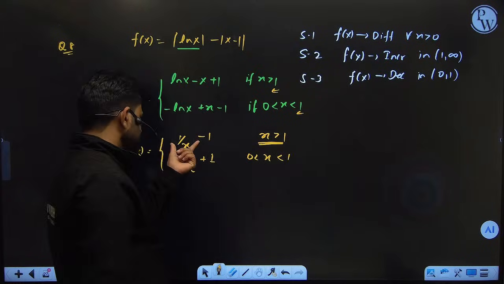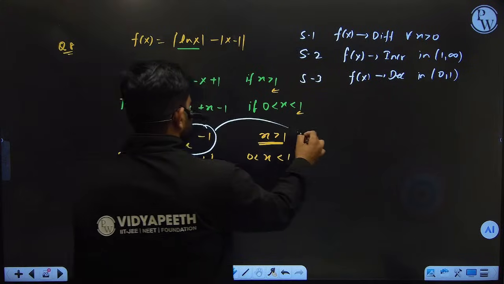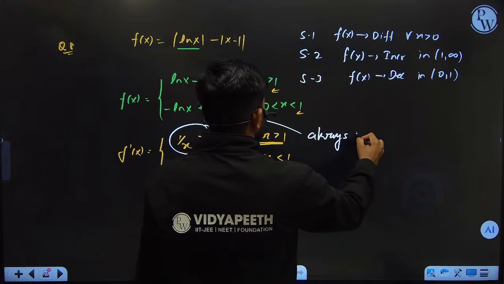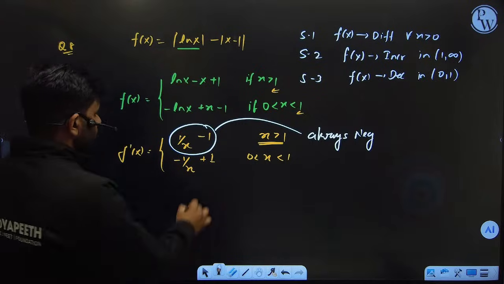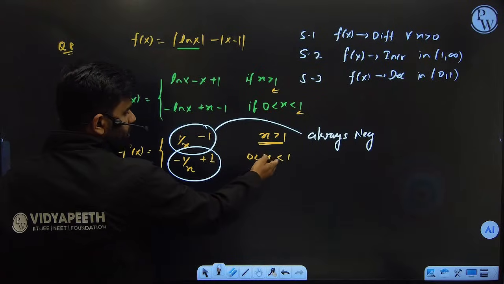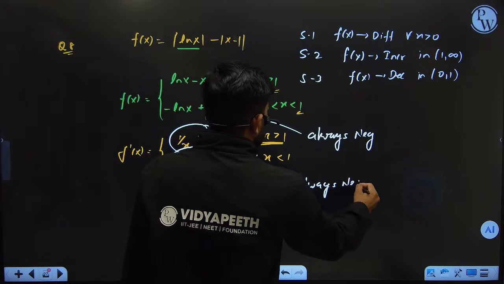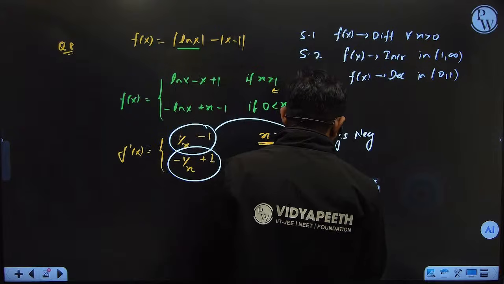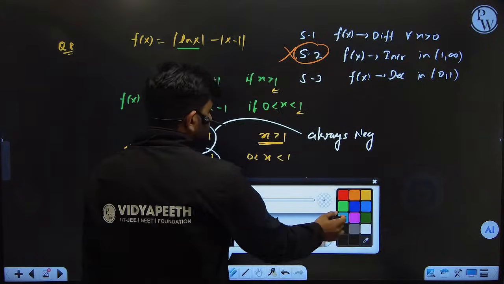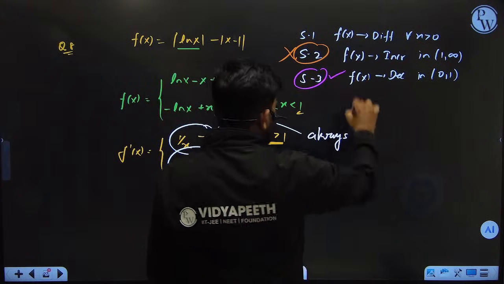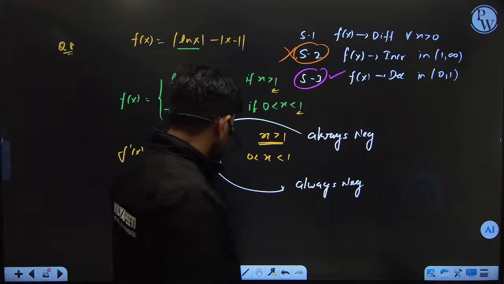Now if you put any value greater than 1 in this expression, it is always negative. The same goes for this part: if you put any value between 0 and 1, it is also always negative. And if the derivative of a function is always negative, then that function can't be increasing, it is always decreasing. So the third statement is correct, it is decreasing.